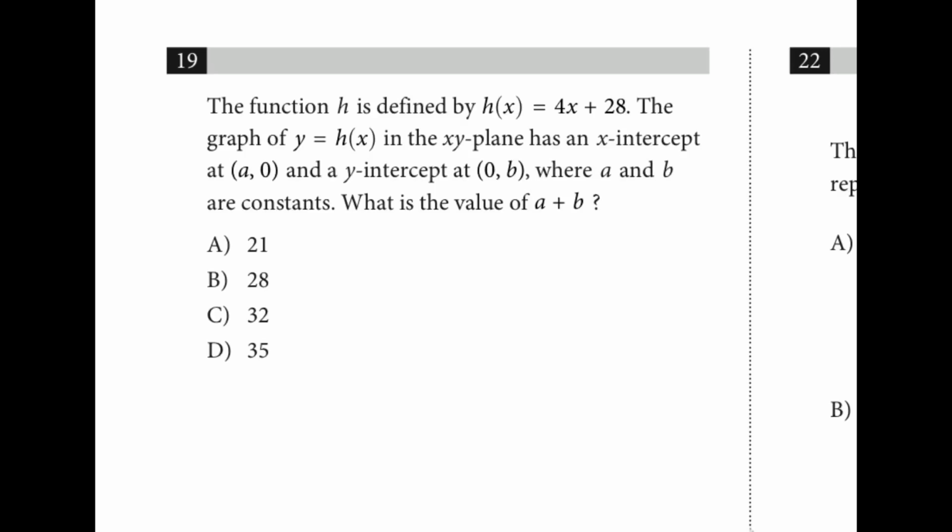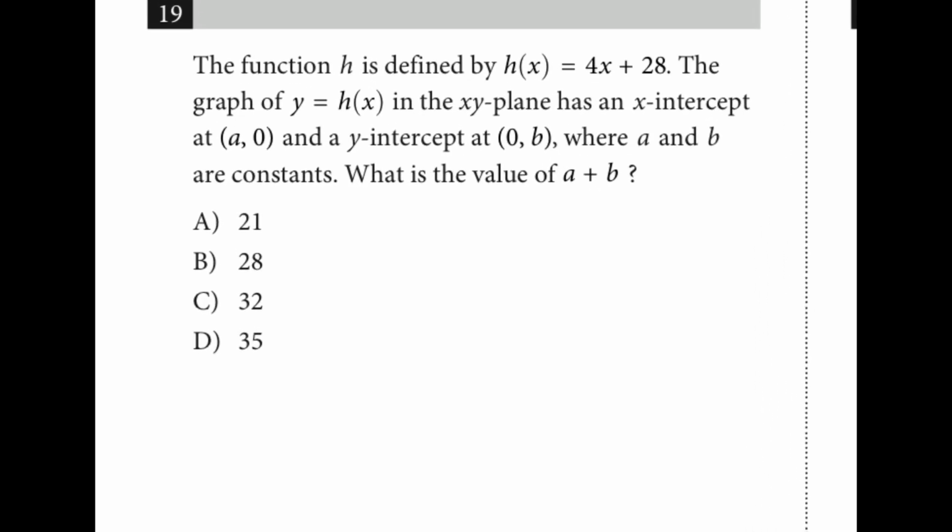All right, the final leg, part 3 of 3, number 19. The function h is defined by h of x is equal to 4x plus 28. The graph of y is equal to h of x in the xy plane has an x-intercept at a, 0 and a y-intercept at 0, b, where a and b are constants. What is the value of their sum?